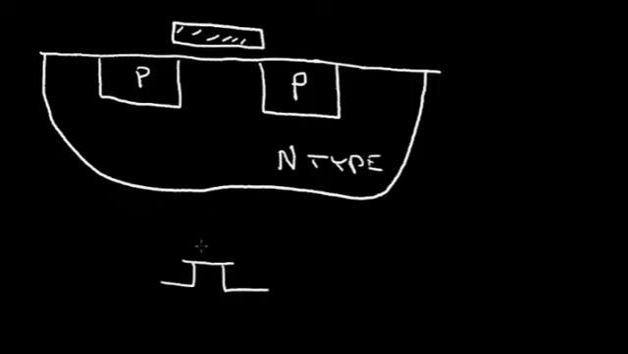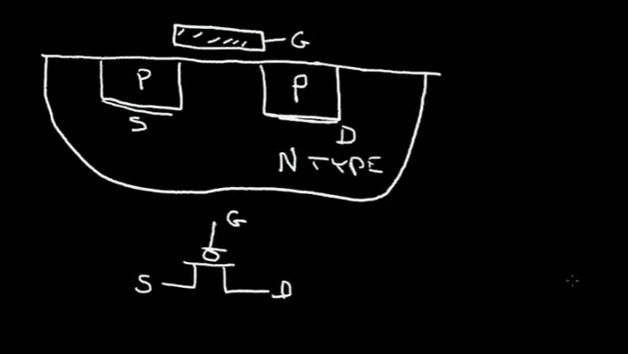looks a lot like the Nmos, but we put a little bubble here. So this is the gate, and this up here is the gate. This we can call the source. So this P region here would be the source. This we can call the drain. This P region here would be the drain.